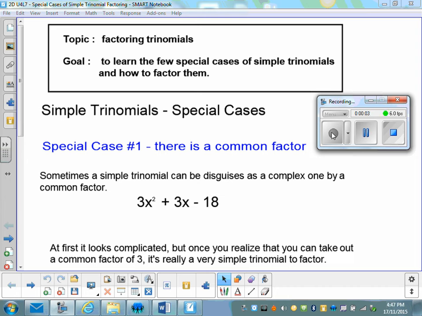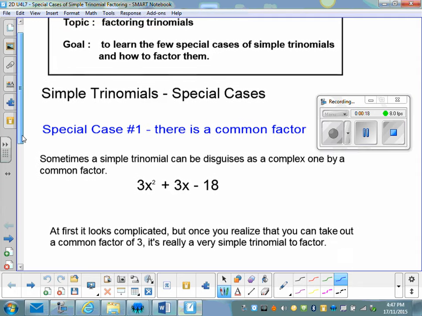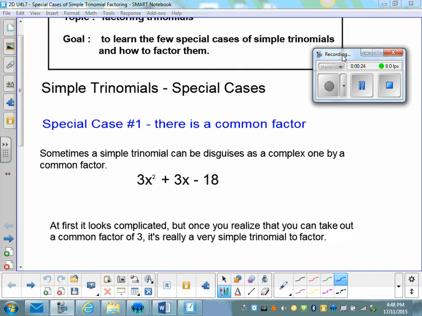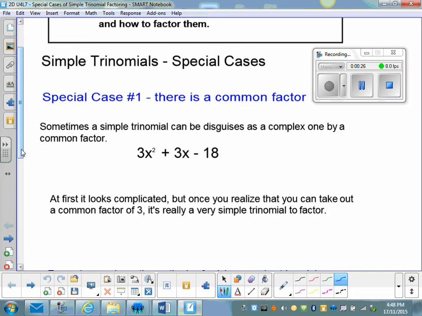Okay, guys, so we're going to keep on rolling along here with factoring. Today we're looking at factoring trinomials, but we're taking a look at some of the special cases that we sometimes run into when we're factoring trinomials. So one of the special cases is where we get a trinomial that doesn't have a 1 in front of the x squared. So you can see here we've got a 3 in front of the x squared, and that may make you think that it's a complex trinomial. But in this case, we can actually take the 3 out as a common factor.